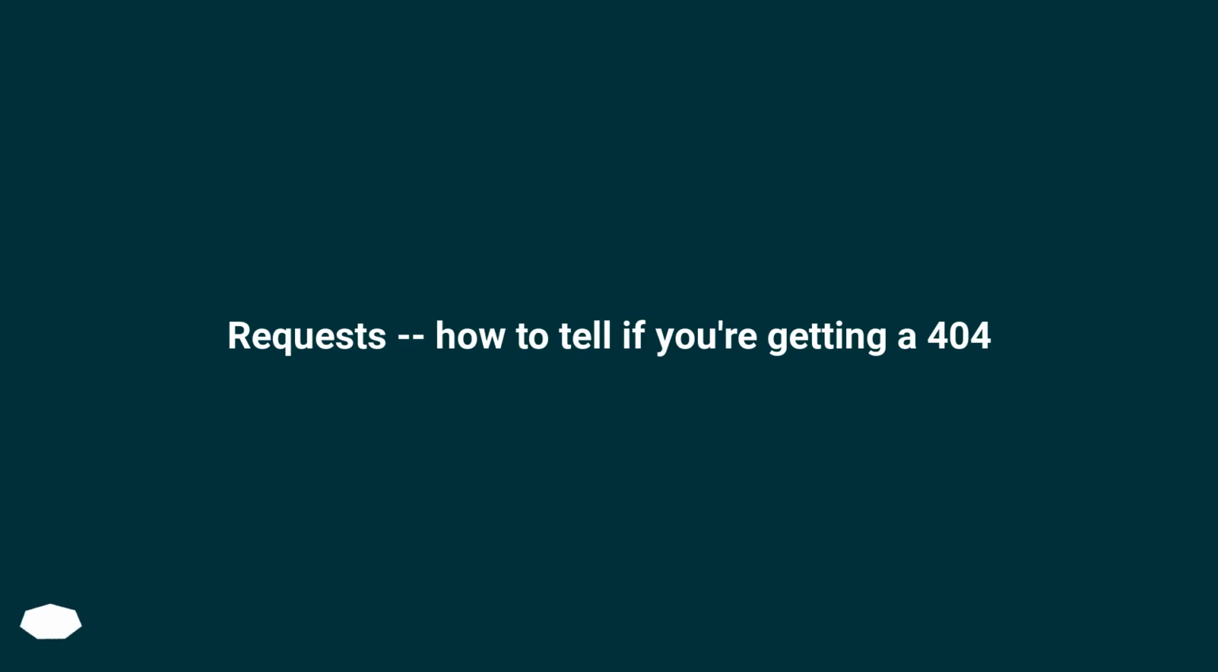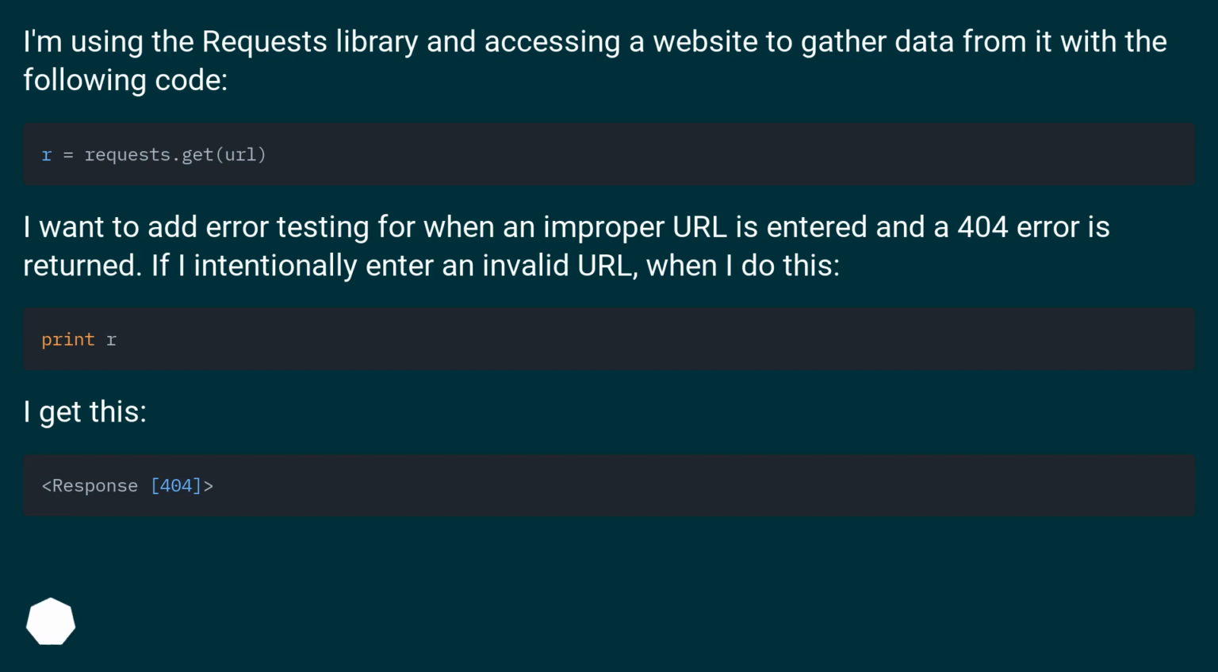Requests: how to tell if you're getting a 404. I'm using the requests library and accessing a website to gather data from it with the following code. I want to add error testing for when an improper URL is entered and a 404 error is returned.